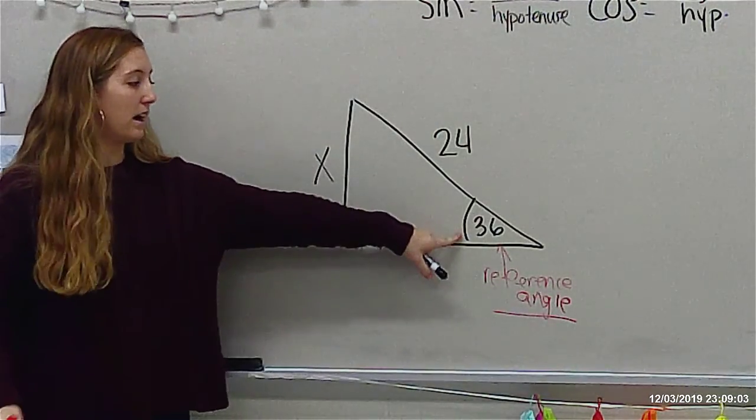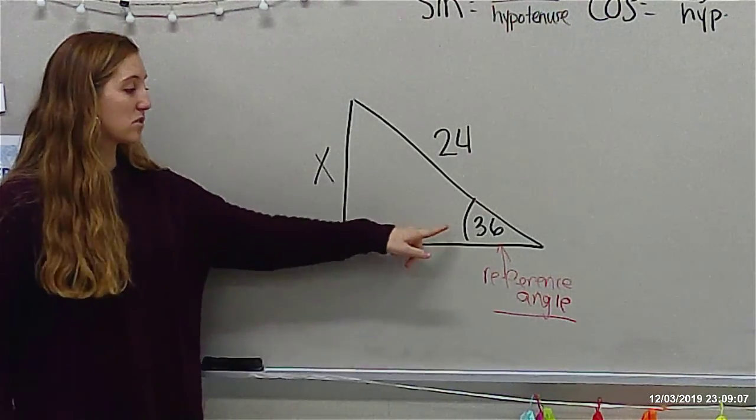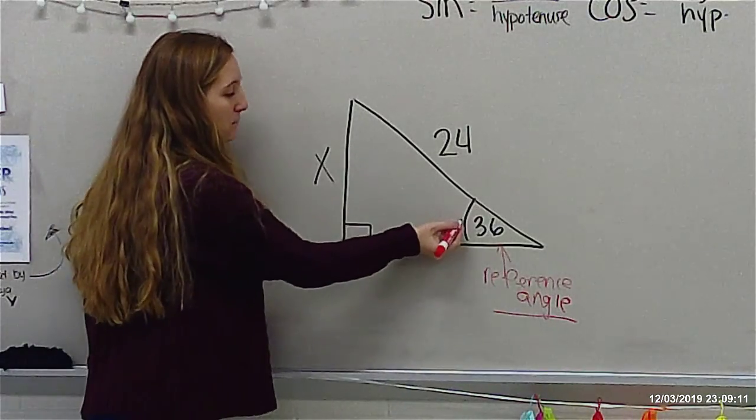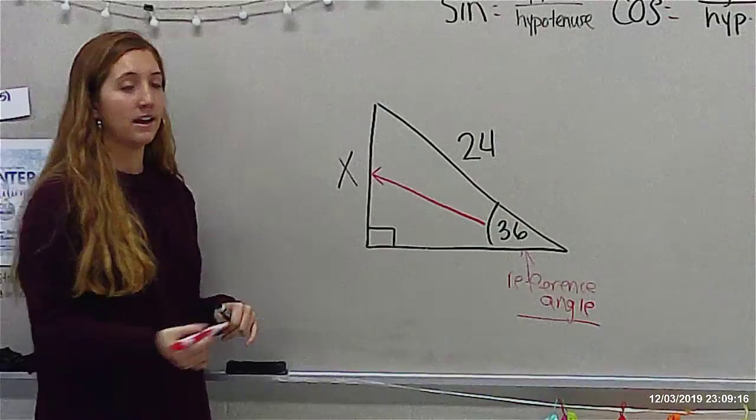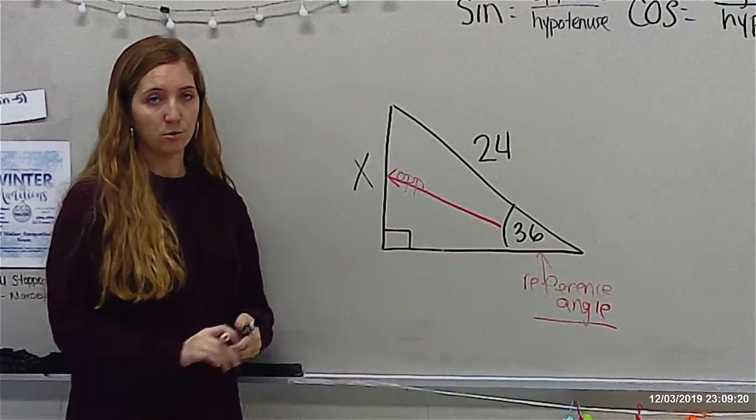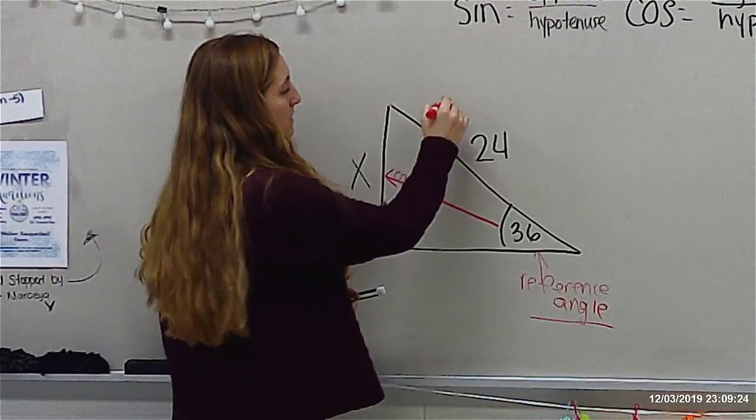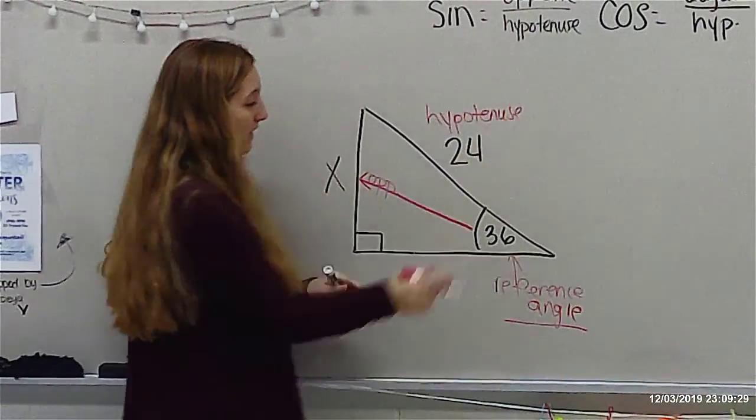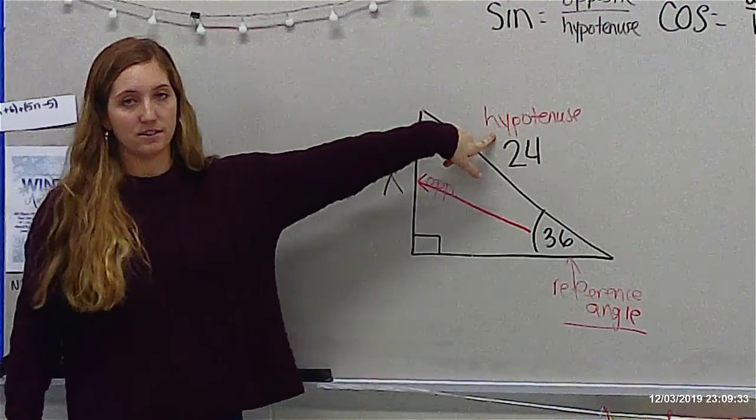Once I identify my reference angle, I want to ask myself one question. I want to ask, what two sides do I have? If I take my reference angle and I identify one side, this side will be my opposite side because it is across from my angle. I notice that my diagonal is always my hypotenuse. So in this particular problem, I have an opposite side and I have a hypotenuse.